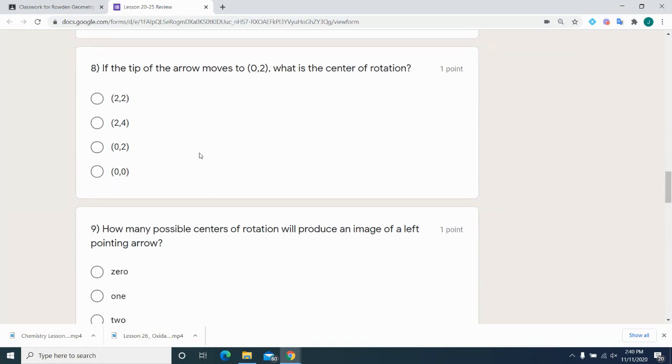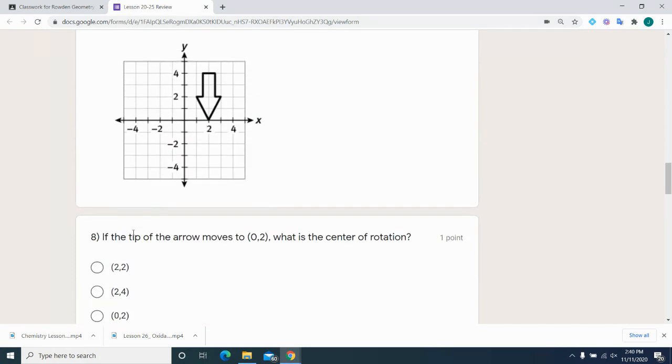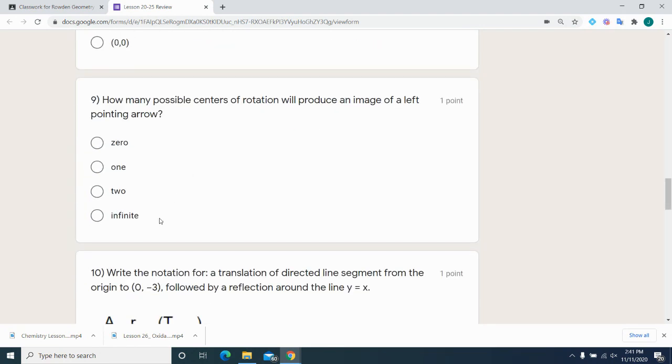How many possible centers of rotation will produce an image of a left-pointing arrow? So if you have the center right here, it'll point left. Right here, it'll point left. Any of these points along here, it rotates and points left. So there's an infinite number that would work.